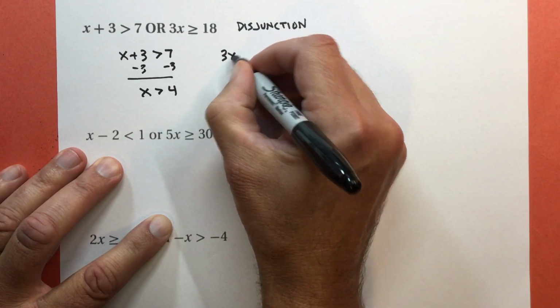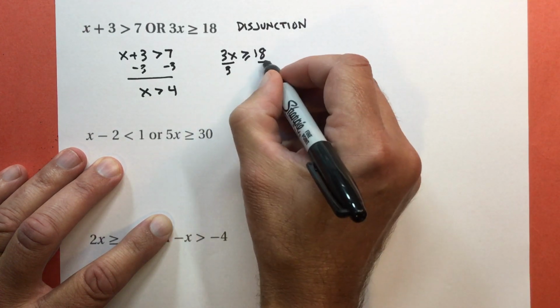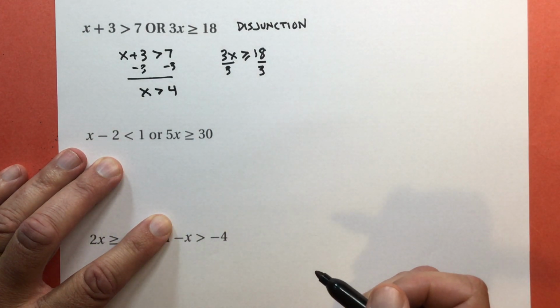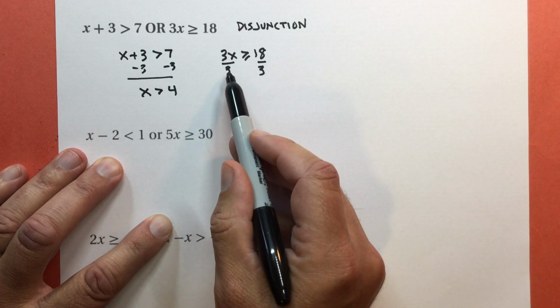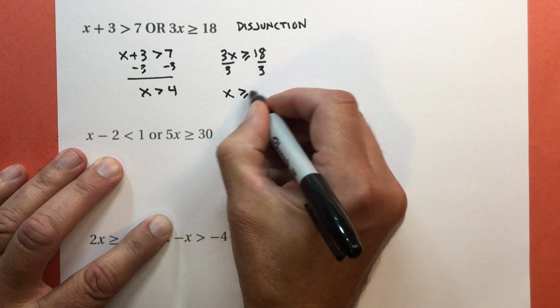I also get 3x is greater than or equal to 18. I'm going to divide both sides by 3 using my fraction, not my obelus. And when I divide by a positive, that does not affect the sign. So I get x is greater than or equal to 6.